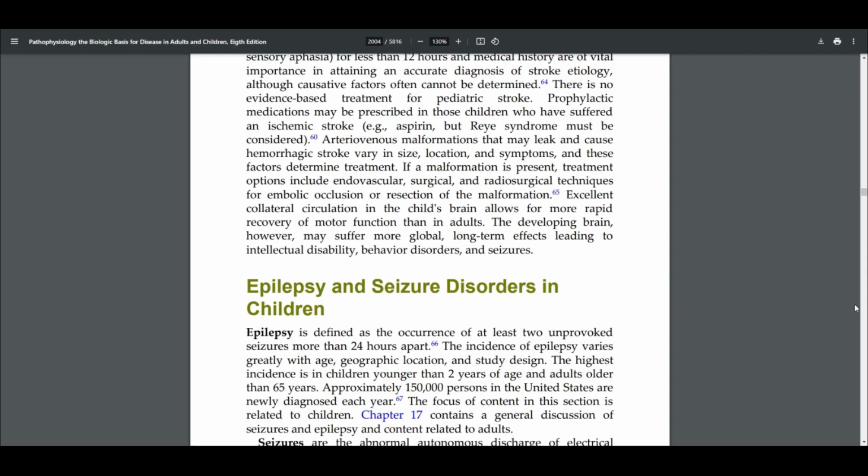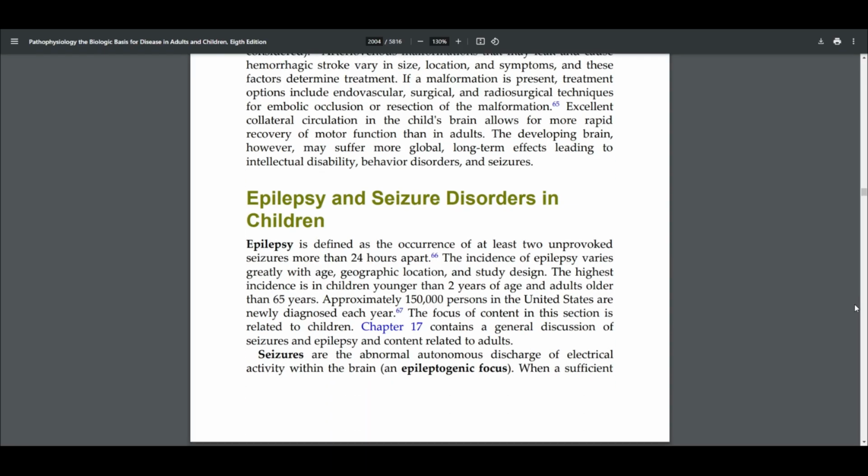The developing brain, however, may suffer more global, long-term effects, leading to intellectual disability, behavioral disorders, and seizures.